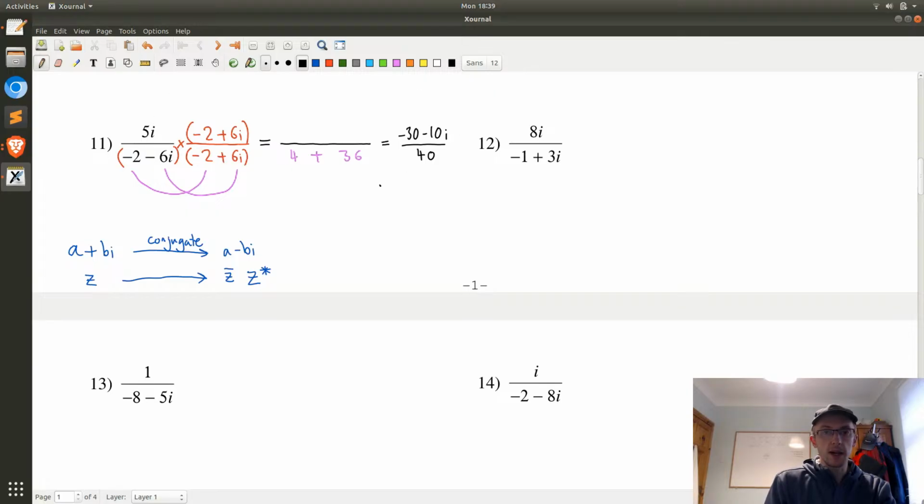And when we simplify, we get -3/4, -1/4i, just like that. It's a simple trick, really. Very useful.